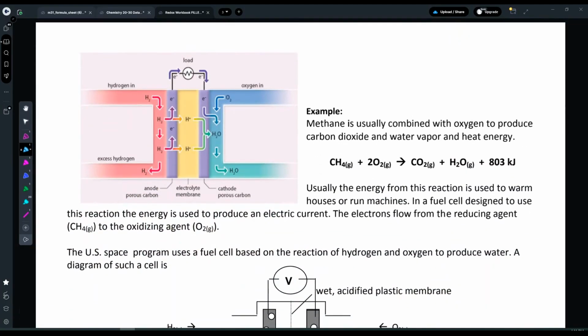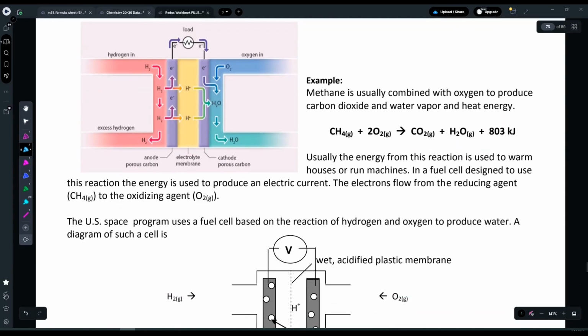So on the next page, we just have an example here. Methane is usually combined with oxygen to produce carbon dioxide and water vapor and heat energy. They're giving us the reaction right here as a thermochemical equation. How we know that is because the energy term is part of the chemical reaction.